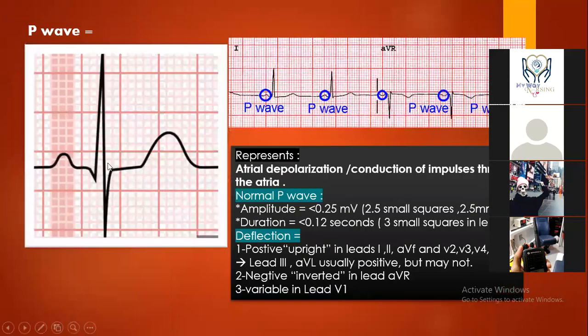Let's start with the P wave. So the beginning of the P wave. Represents what? The P wave.